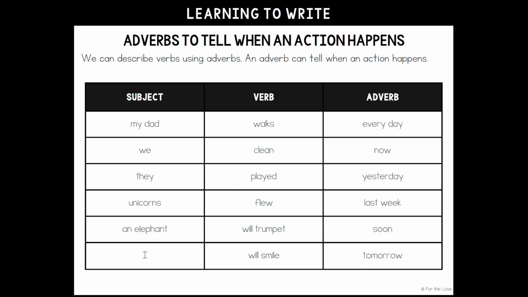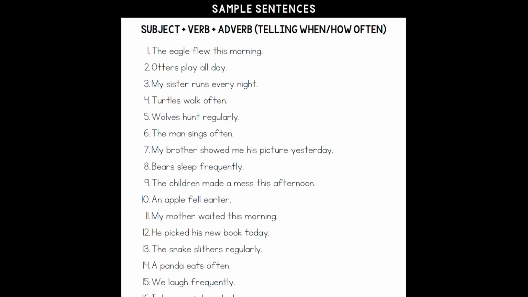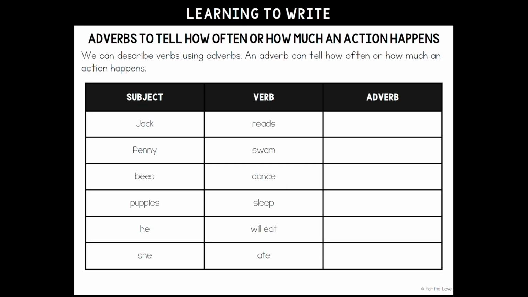Here is a sample answer key, one way to answer these questions or fill in this chart. And then students will get back to business writing sentences. Notice that in this word bank, all of our adverbs have when an action could happen. Here are examples telling when or how often an action happens. Adverbs can also tell how much an action happens. So this is another set of adverbs you will want to display for your students.